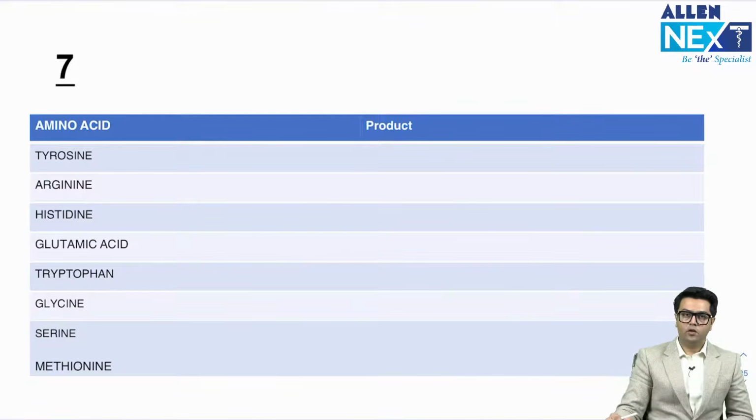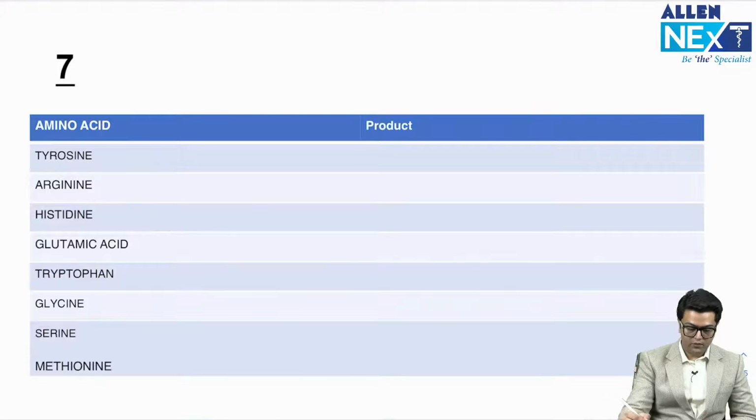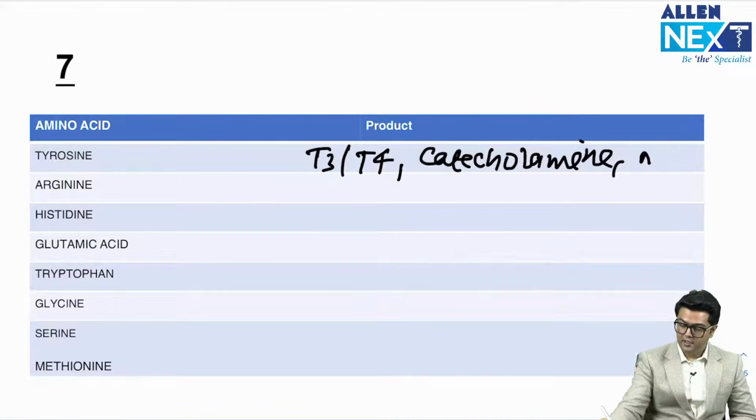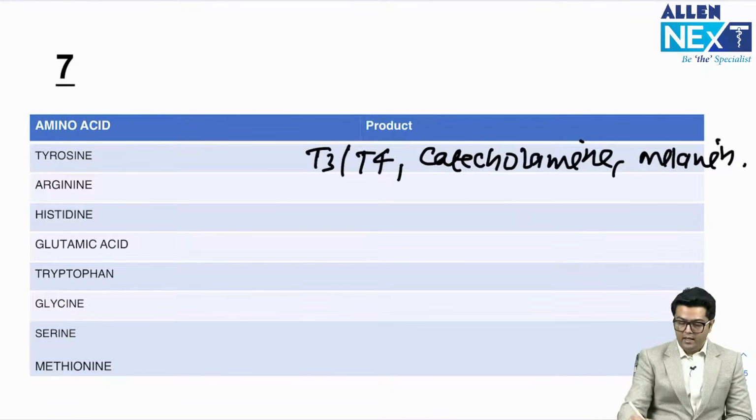Okay. Tyrosine. What is the product of tyrosine? The products of tyrosine are the thyroid hormones like T3 and T4. Then what else? Catecholamines, and definitely very important is melanin. Arginine gives nitric oxide. Histidine gives histamine.